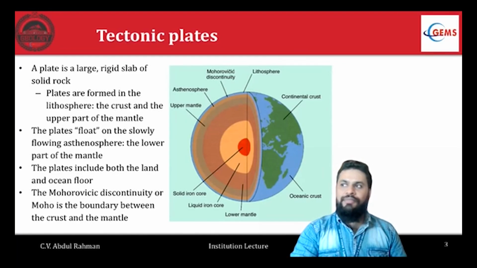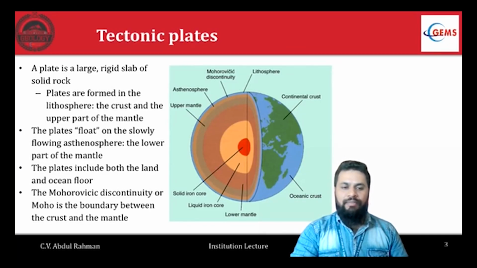There are different kinds of plates on the Earth's surface, about 21 plates. Among these, the oceanic plate called the Pacific plate is the largest plate on the Earth's surface. There are also continental plates, such as the African plate, Australian plate, American plate, and the European plates. There are different kinds of plates out there.